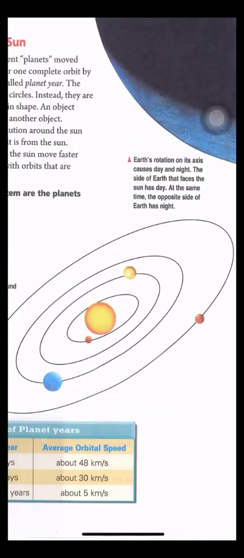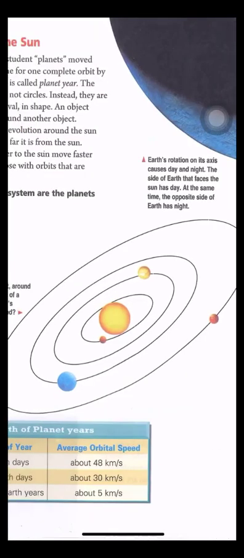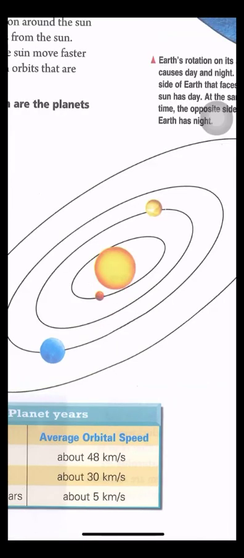You can see that the orbits of the planets are not circles, but they are elliptical, or we can say oval. As you can see, planets that are closer to the sun move faster around the sun, such as Mercury. Mercury is the closest planet to the sun. To complete one orbit around the sun, it takes only 88 days. It means that the planet year of Mercury is only 88 days.